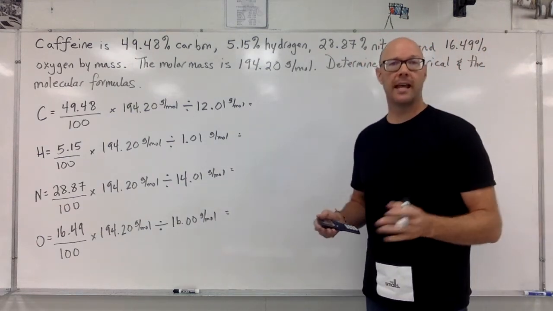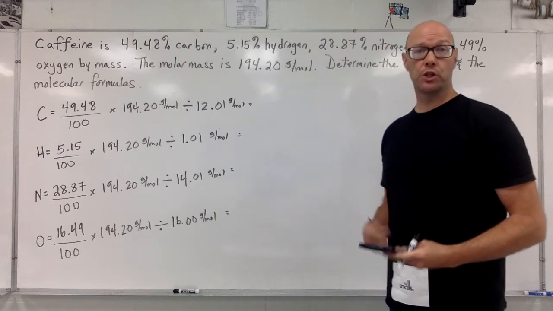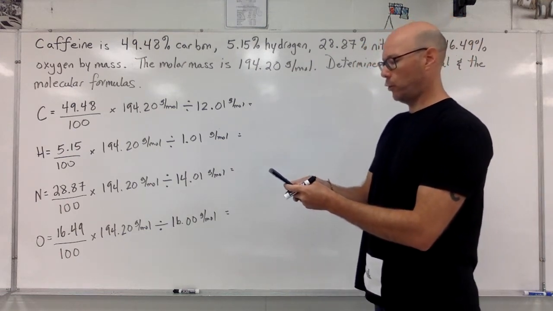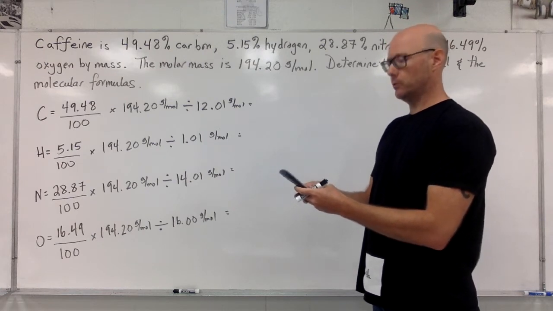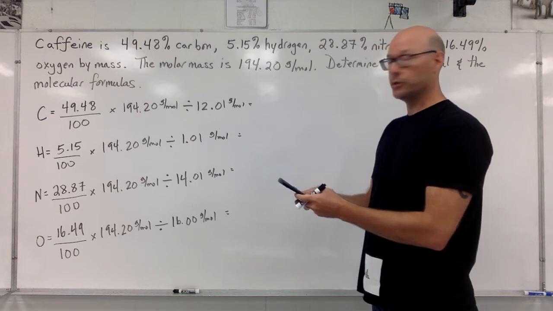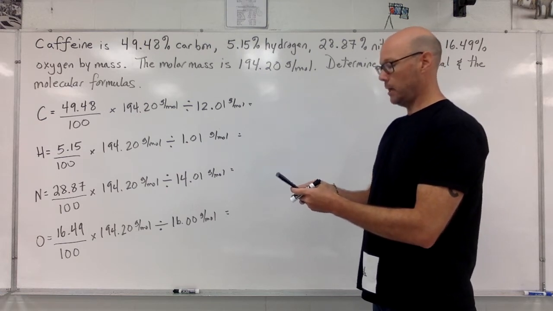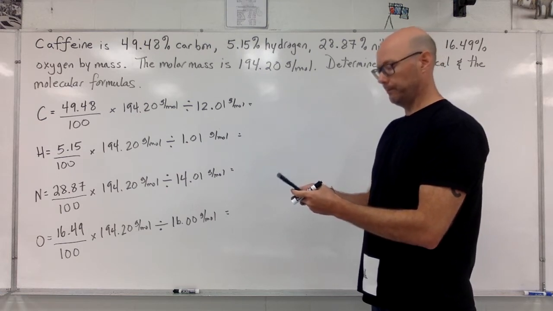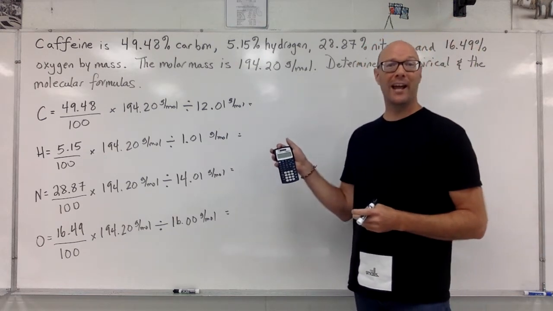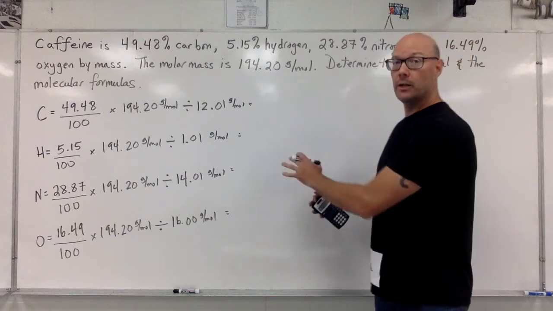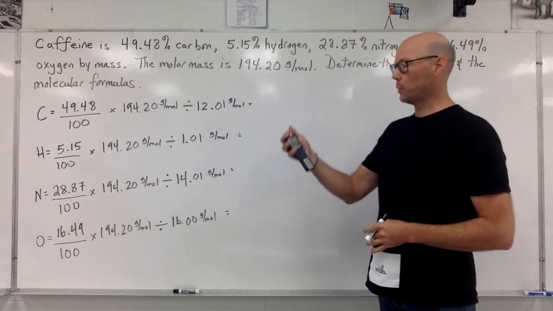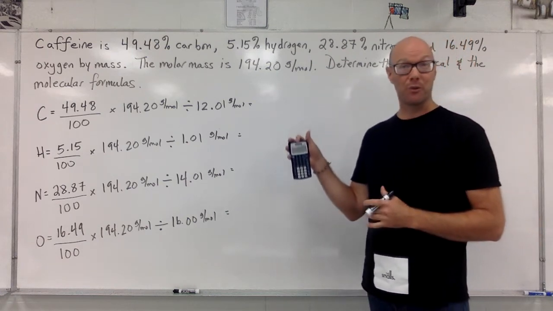Now we're ready to calculate. Lots of buttons to push. Let's be careful. 49.48 divided by 100 times 194.20 divided by 12.01. This equals 8.0008. What we need to do right here is round these answers off to the nearest whole number. This one is 8.000.